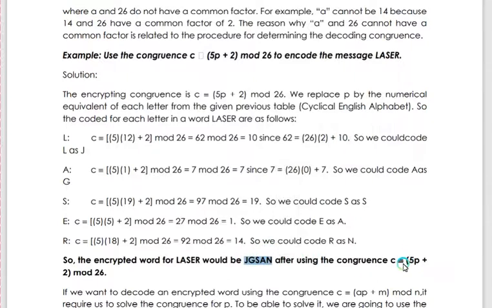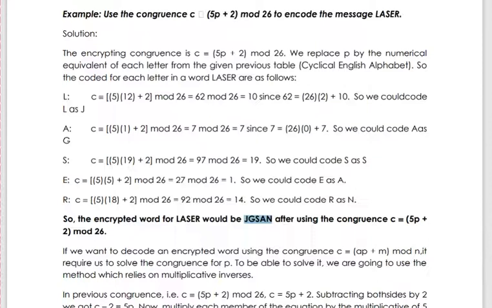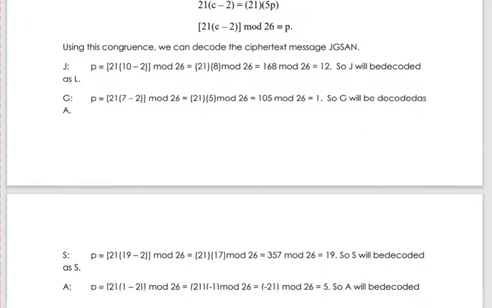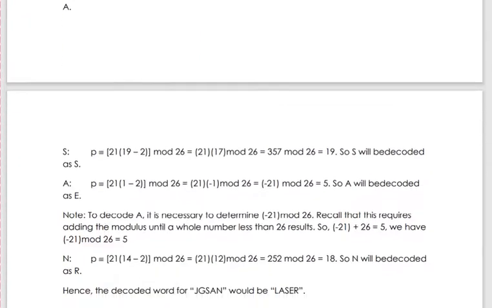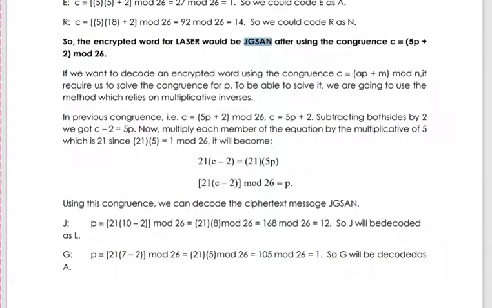After using the congruence 5p plus 2, mod 26. Okay, so, depending on what value or what message or what congruence is given by the one sending the message. So, that is the simple application of cryptography and coding, an application of your modulo arithmetic.